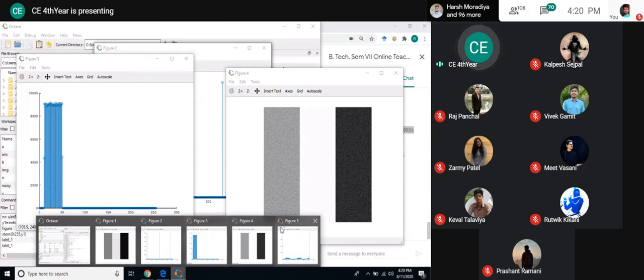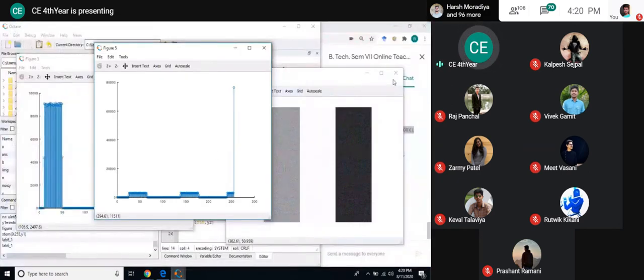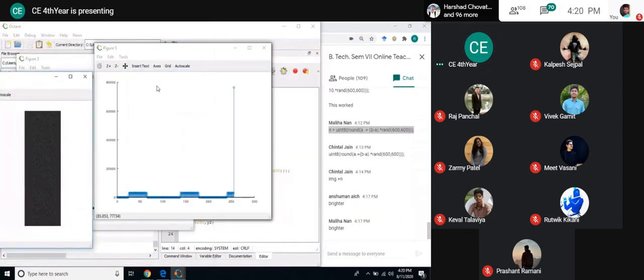Now can anyone give me an idea regarding this curve? Can anyone explain what is happening here in this curve? Can anyone justify this curve? This is the histogram of the noisy image. Can anyone justify this value? How did this value occur?